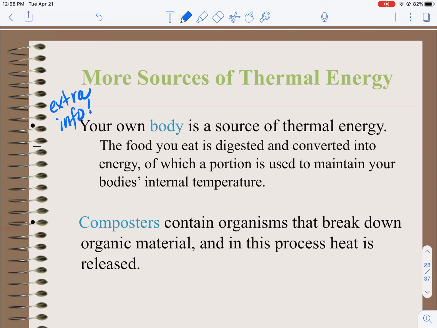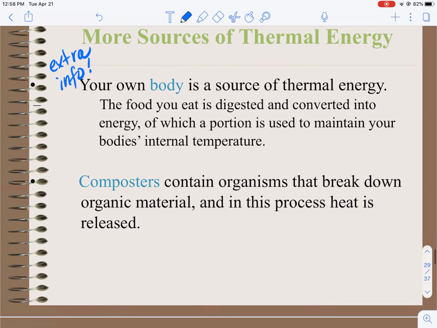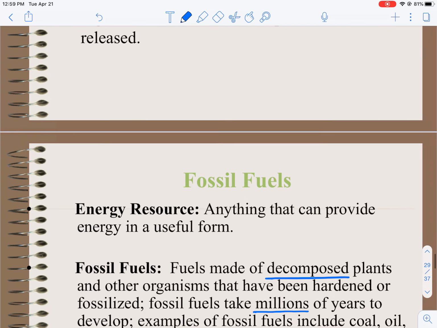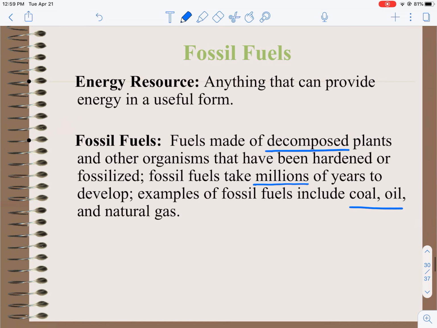Some mentioned before is that your body is using up chemical energy when you eat food, and so you also create heat and are converting chemical energy to thermal energy. Composters also, with little worms and bacteria that decompose the food scraps, are also producing heat. So there's another example of thermal energy from chemical energy.